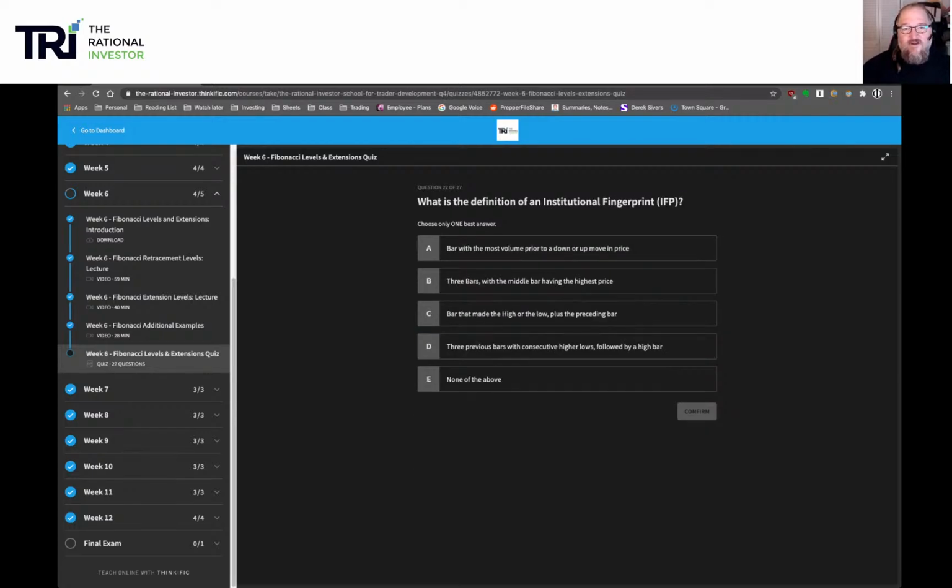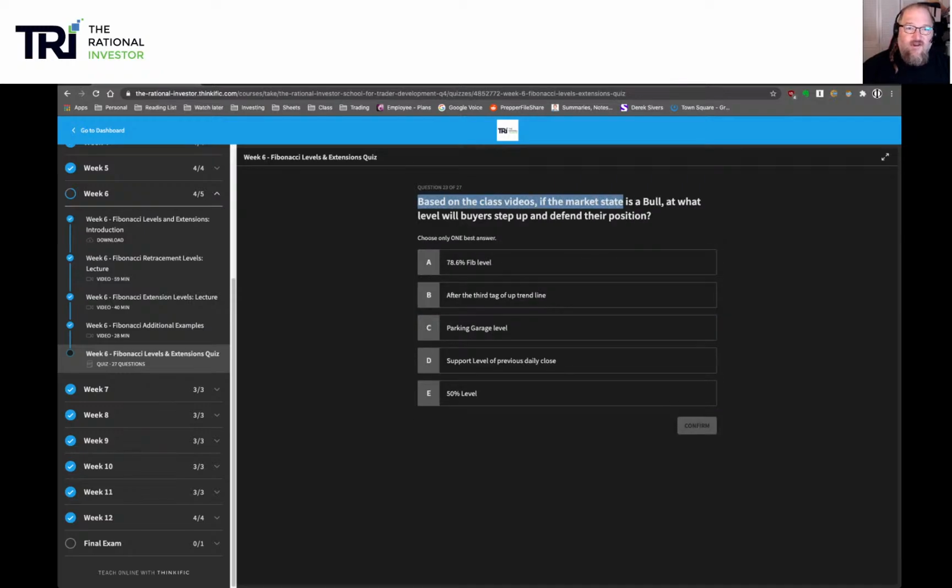And then what is the definition of an institutional fingerprint? That is the bar that made the high or the low plus the preceding bar. There it is. And then based on the class videos, if the market state is a bull, at what level will buyers step up and defend their positions? According to the class video, they're going to step up and defend their position at the 78.6 level, the line in the sand.